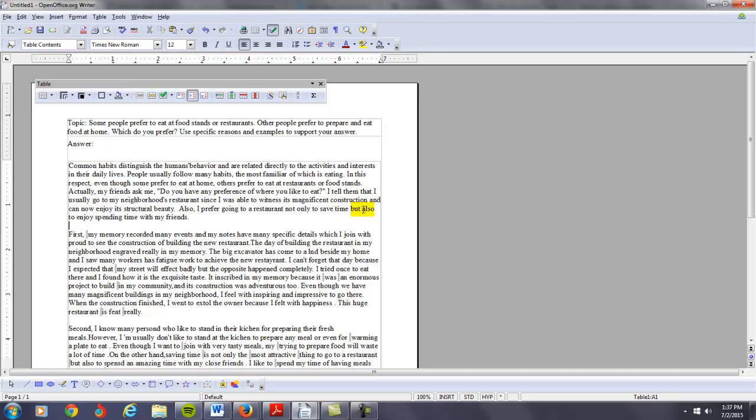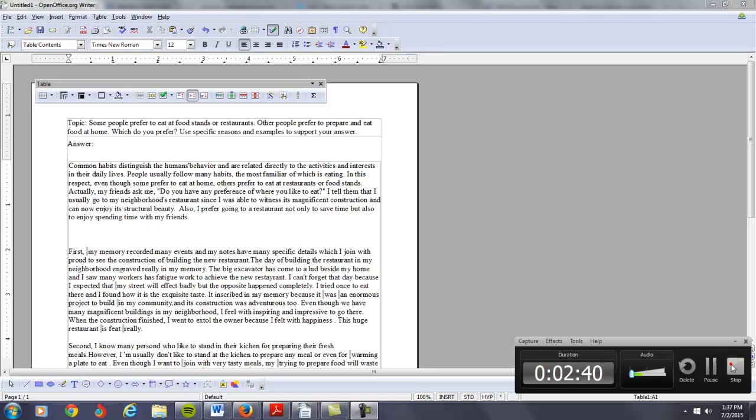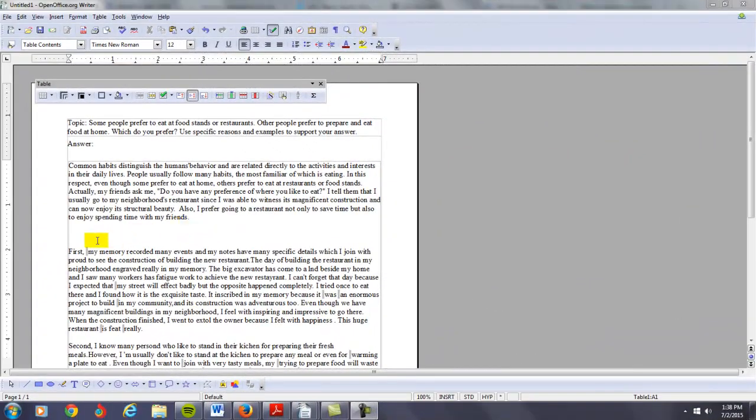So now we need to make sure that we have this second paragraph is clearly connected to what you said in the beginning. Alright, so you say, first, my memory recorded many events and notes have many specific details which I join with proud to see the construction of the building of the new restaurant. You need to make this a little more simple, I think.